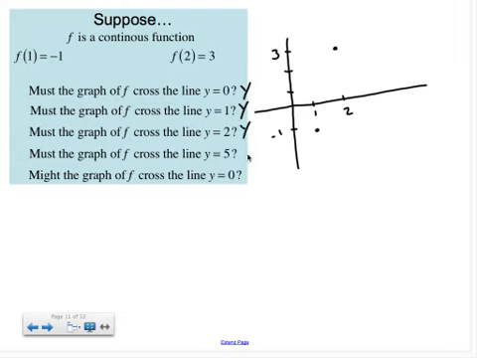Must f cross the line y equals 5? The answer is no. It doesn't have to cross the line y equals 5, which is above 3, greater than 3. And might the graph of f cross the line y equals 5? Yes, it could. It's possible, but we're not guaranteed that by the theorem. There are too many unknowns in this case.